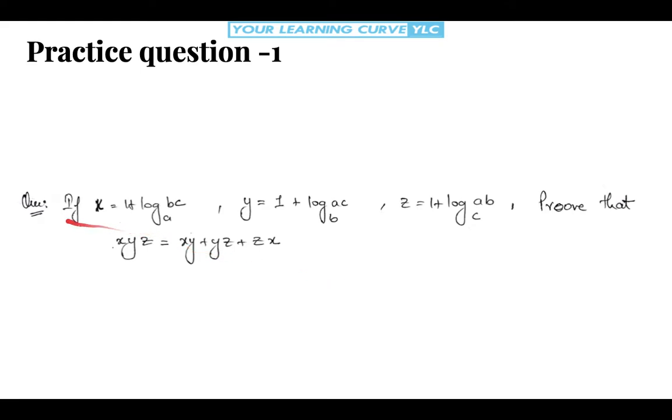The first question is: if x is equal to 1 plus log bc to the base a, y is equal to 1 plus log ac to the base b, and z is equal to 1 plus log ab to the base c, you have to prove that xyz is equal to xy plus yz plus zx. I will again suggest that you pause the video, solve the question, prove this identity, and then you can play the video and see the next slide for the solution. I will be explaining the solution now.